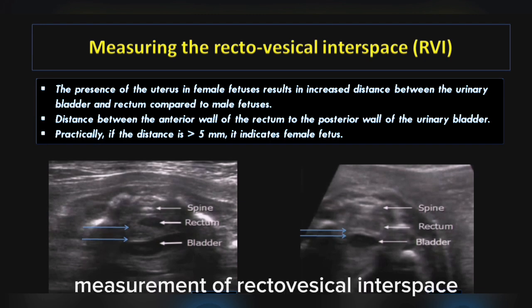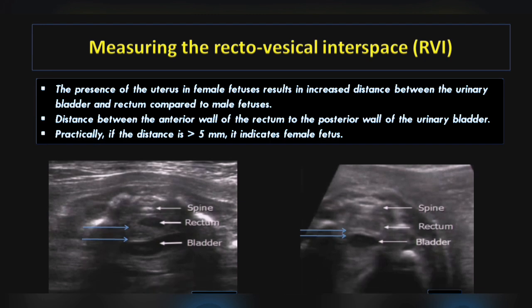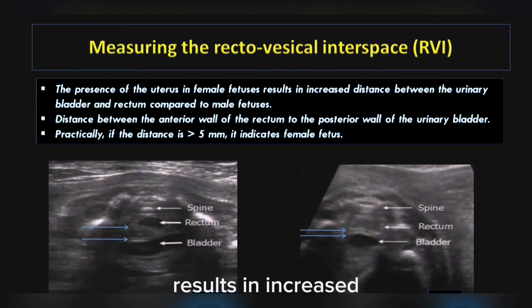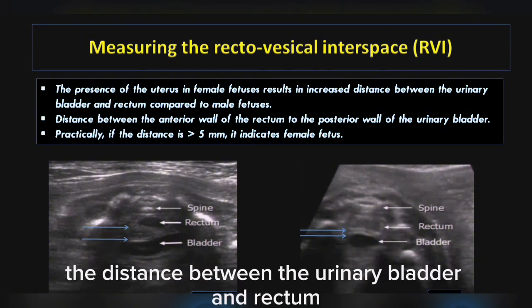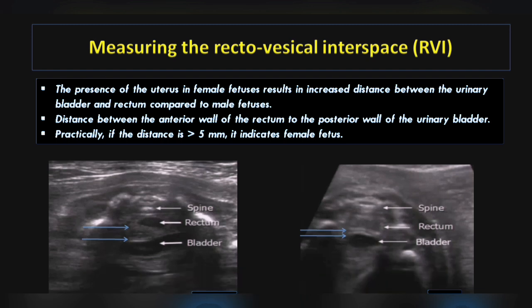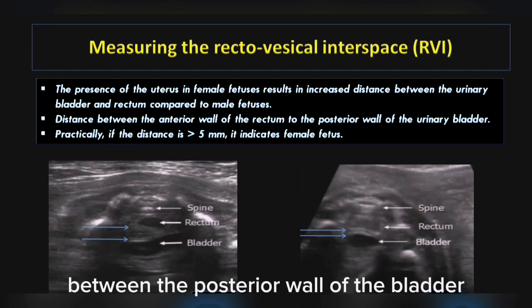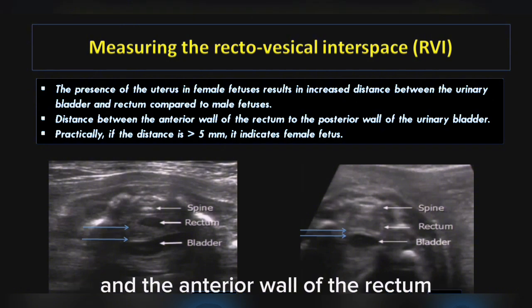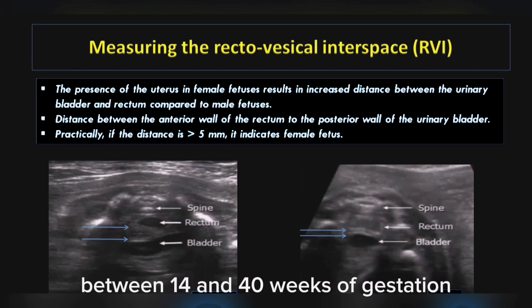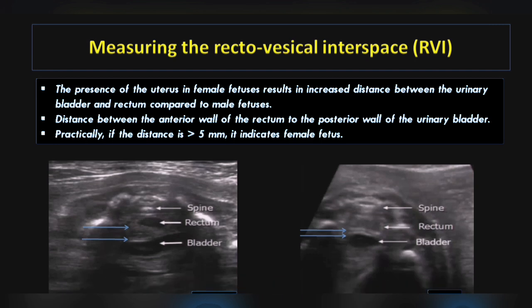Measurement of rectovesical interspace. The presence of the uterus in female fetuses results in an increased distance between the urinary bladder and rectum as compared to male fetuses. Measuring the distance between the posterior wall of the bladder and the anterior wall of the rectum allowed us to determine fetal sex correctly between 14 and 40 weeks of gestation.